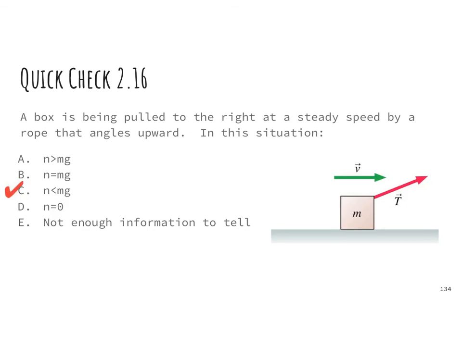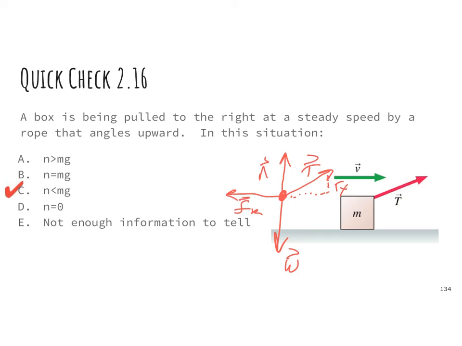Now we have a box that's being pulled to the right at a steady speed by a rope that angles upward. In this case, if I were to draw my free body diagram real quick, I do have a weight force, and we've actually talked about this before with the car being towed. I have this tension force going up and to the right, which means that there is a y component of the tension force, and that helps to balance out the weight. So the normal force itself is actually smaller than the weight. And then, of course, if it's towed at a steady speed, then I do have a force of kinetic friction also going to the left.